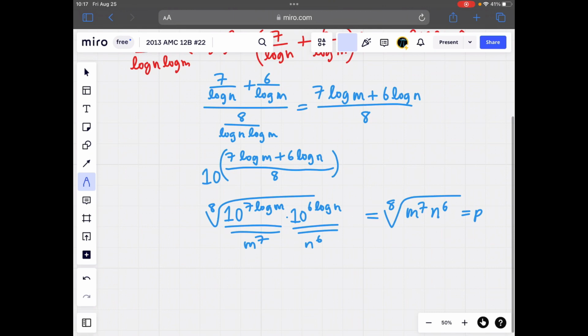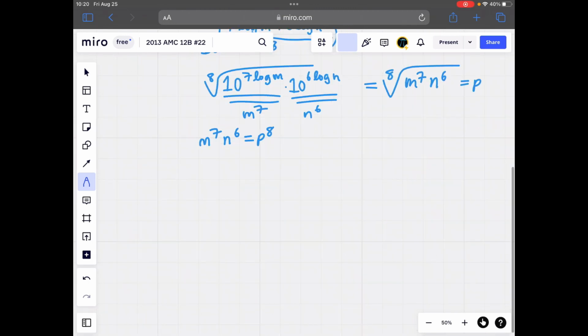Let's call it p. So we want m to the 7th times n to the 6th equals p to the 8th. In order to minimize m and n, we need them to both be equal to some power of a smaller integer q intuitively. So let's call m q to the power of r, and let's call n q to the power of s. And then we would like their product to be equal to p to the 8th, which is q to the power of 8t, suppose, for some positive integer t. So this just reduces to 7r plus 6s equals 8t for some positive integers r, s, and t.